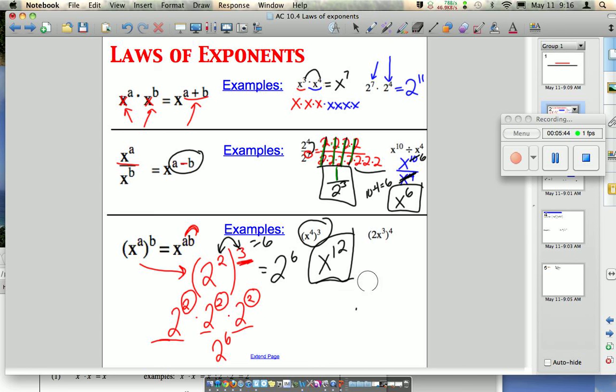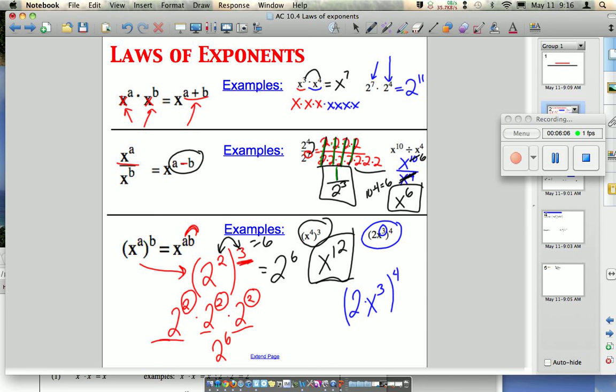Let's take a look at the next example. 2x to the 3rd to the 4th power. A couple of common mistakes that students make is they don't understand where that 3rd power is. The 3rd power is only on x. This really says 2 times x to the 3rd. X is to the 3rd, not the 2. And then we're doing that to the 4th power.